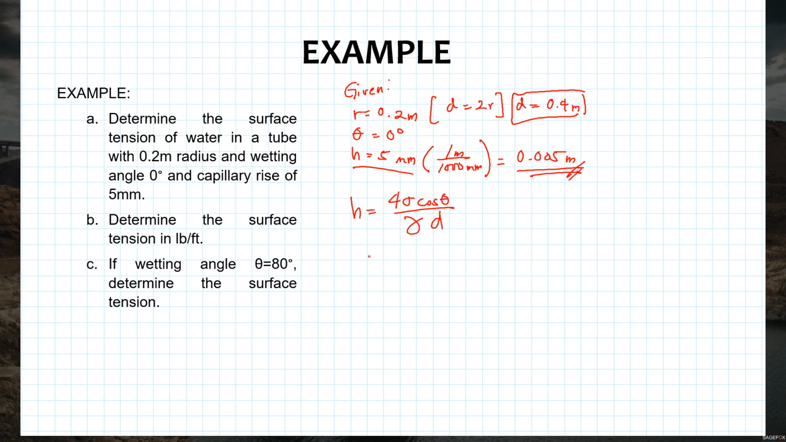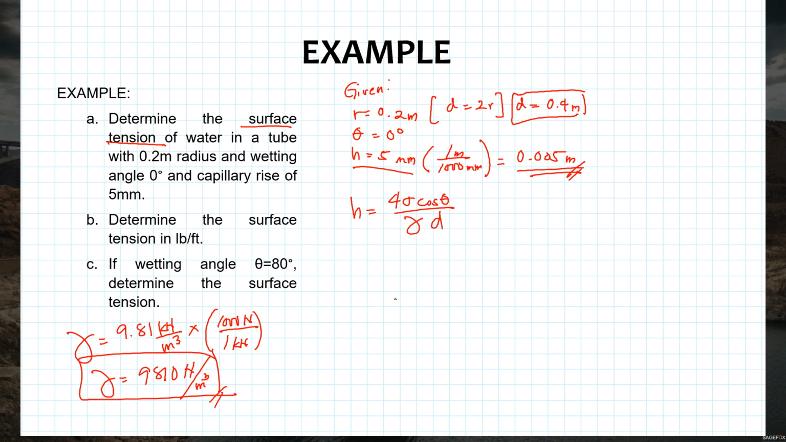So what is required in letter A is the surface tension of the water. There is no given temperature here. It means that we will use the standard temperature of water at 4 degrees, 9.81 kilonewtons per cubic meter. Again, it's much better to use newtons, so we convert this to newtons per cubic meter by multiplying by a conversion factor of 1000 newtons per 1 kilonewton. So the unit weight is 9810 newtons per cubic meter.